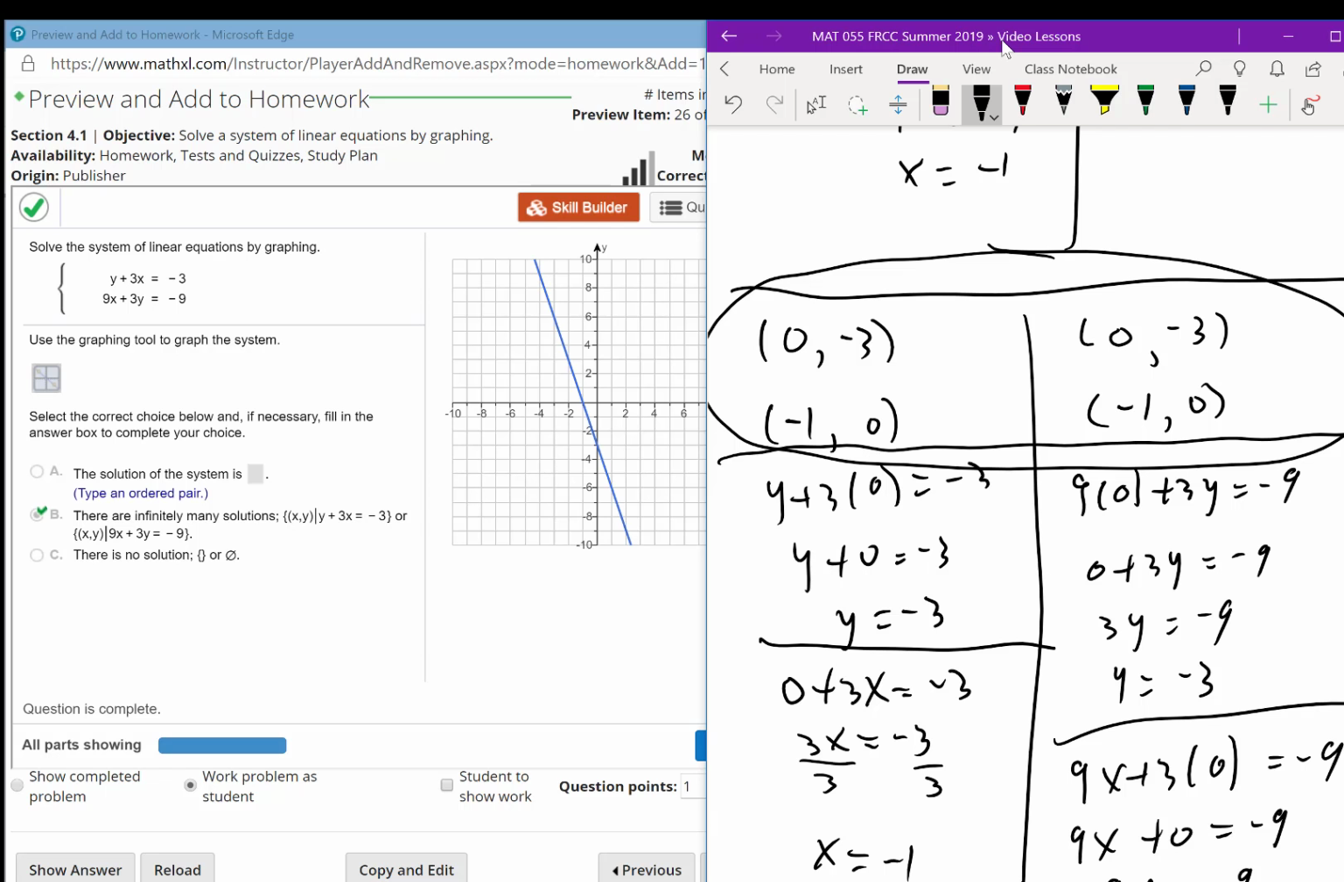And then finally, when you go to solve these things and your ordered pairs happen to be the same, that means that the line is the same. Okay, so you have the same line, so the solutions then become an infinite number of solutions.